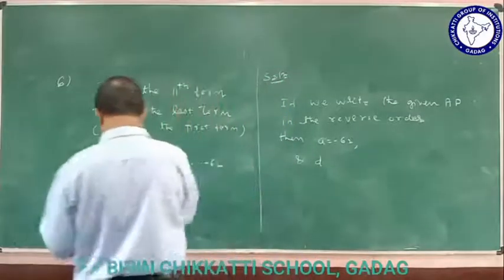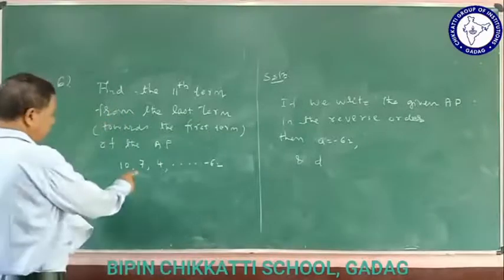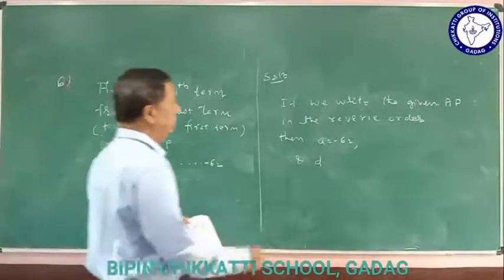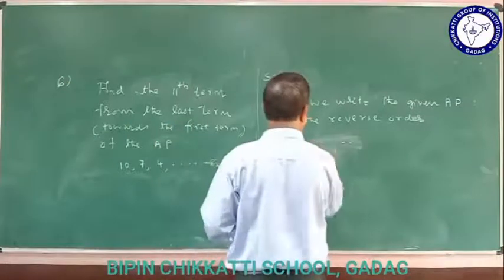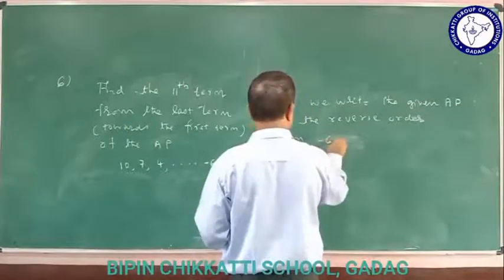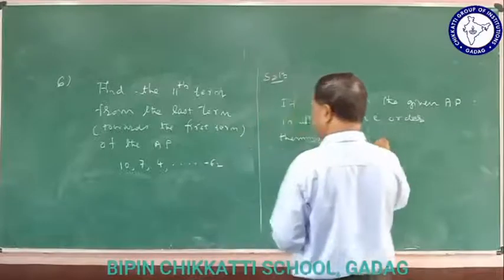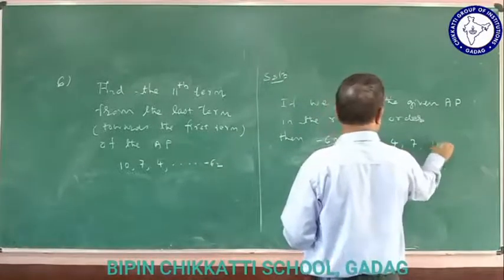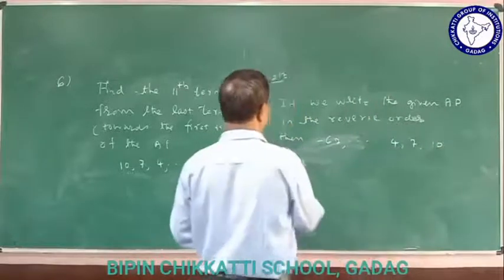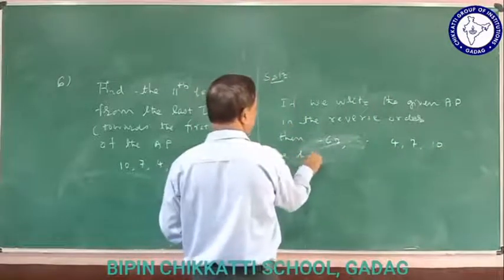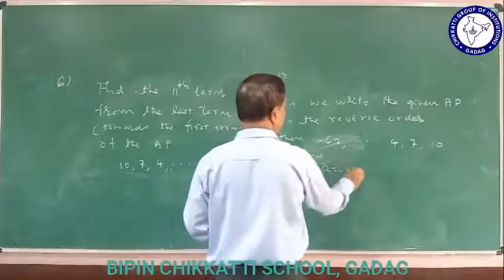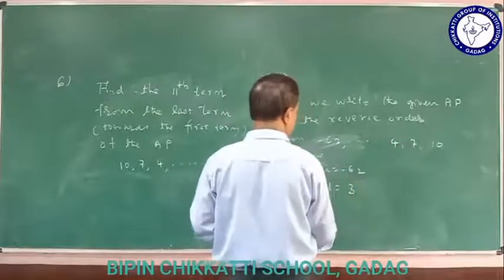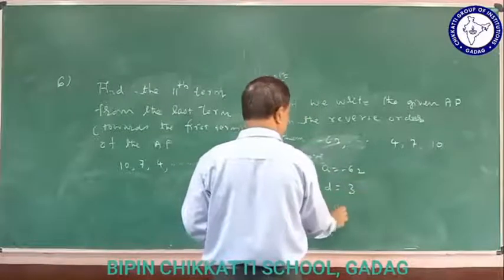Here d is already there. If you are getting confused, you can write it out: minus 62, and then 4, 7, 10. You can write like this and get the result. What is the first term? a is equal to minus 62, and d is equal to 7 minus 4, that is 3. And you can even tell what the nth term is.